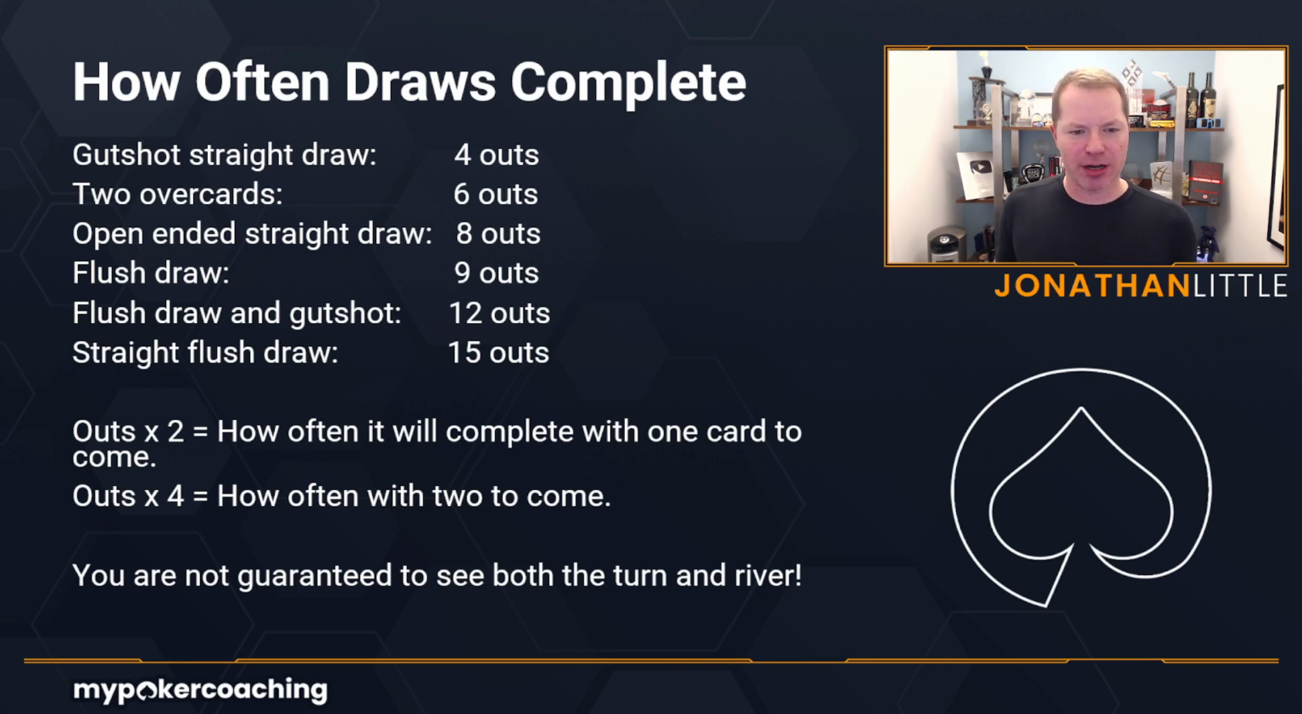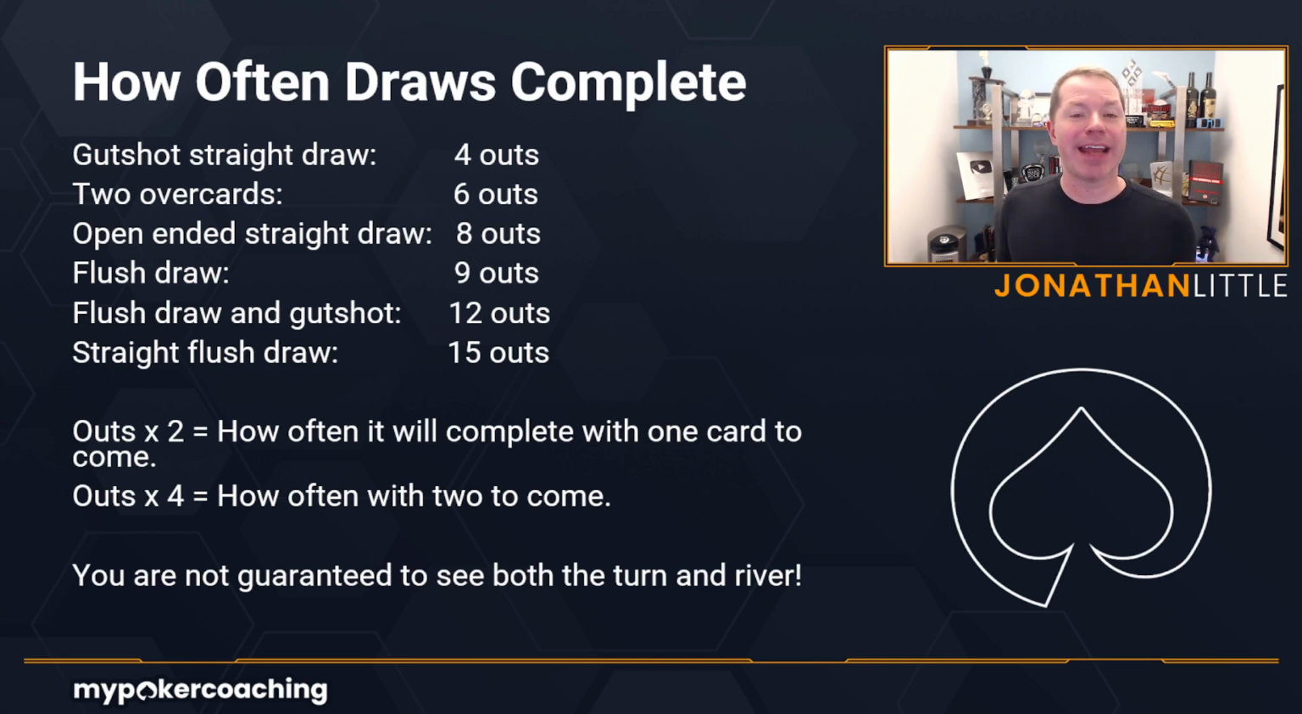If you have a flush draw with a gut shot straight draw, you have 12 outs. You may say 4 plus 9 equals 13. But you have to realize that one of the outs that gives you a straight also gives you a flush. So you have to make sure you don't double count that. And similarly, a straight flush draw has 15 outs.